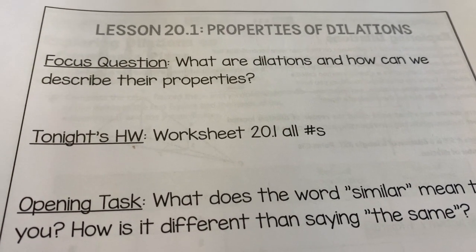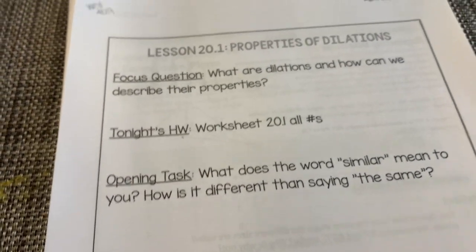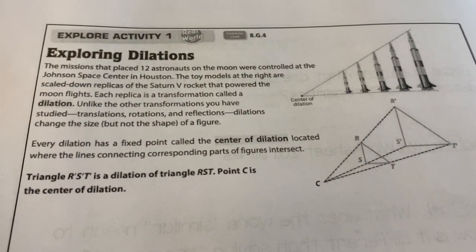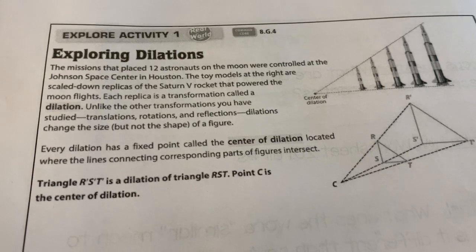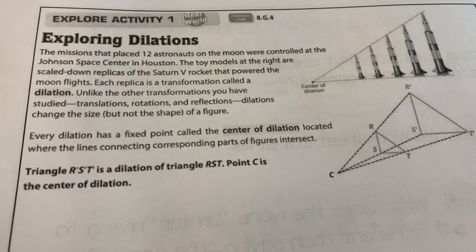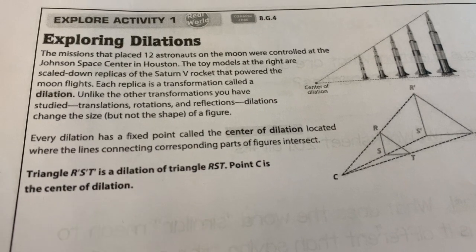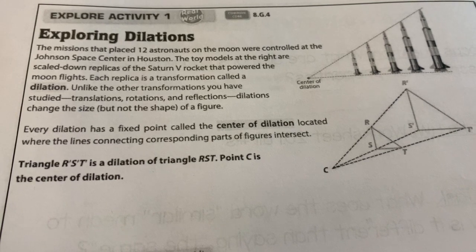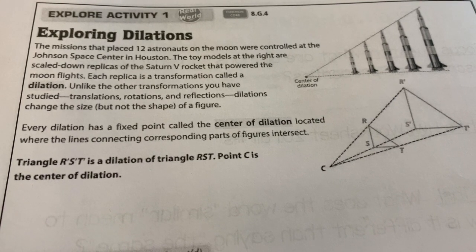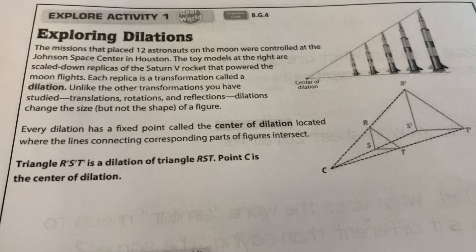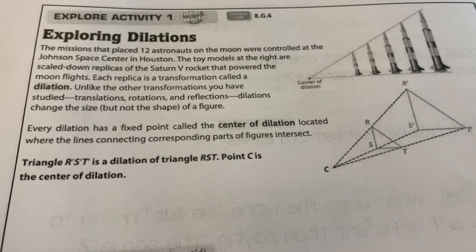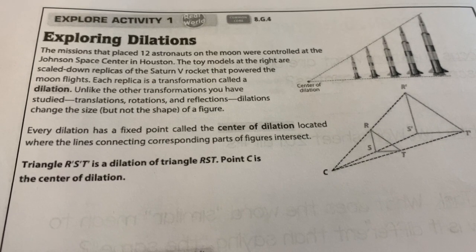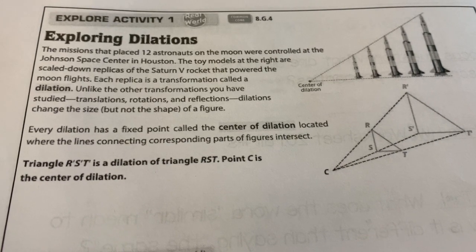Okay, so for this lesson, we're going to take a look at our explore activities. To begin, we're going to read this together. Explore activity number 1. The missions that placed 12 astronauts on the moon were controlled at the Johnson Space Center in Houston. The toy models at the right are scaled-down replicas of the Saturn V rocket that powered the moon flights. Each replica is a transformation called a dilation. Unlike the other transformations you have studied, translations, rotations, and reflections, dilations change the size, but not the shape of a figure.